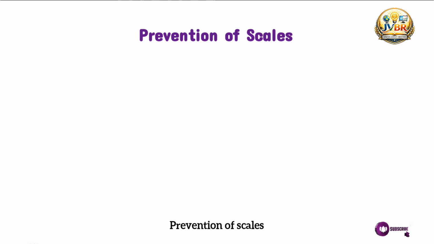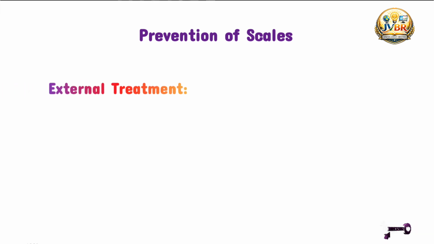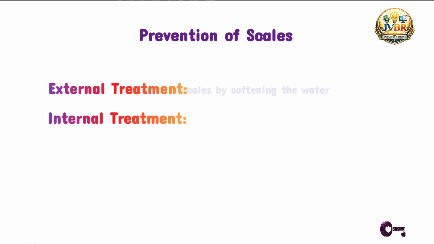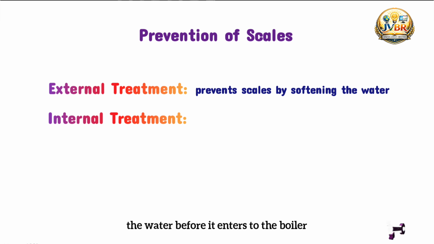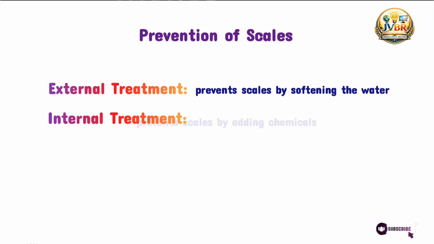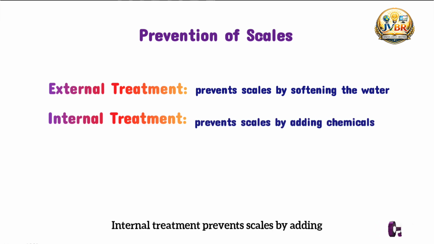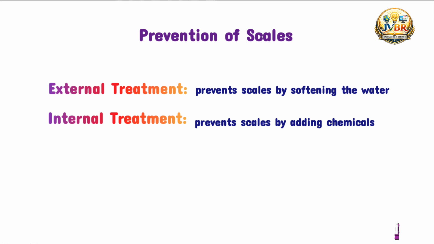Prevention of scales. There are two methods. One is external treatment, another one is internal treatment. External treatment prevents scales by softening the water before it enters the boiler. Internal treatment prevents scales by adding chemicals to remove or convert scale forming substances.